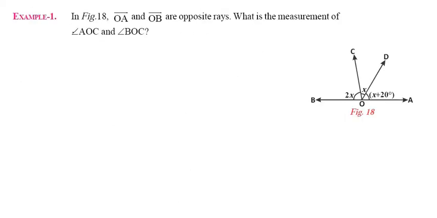Now come to example 1. It is given in your figure 18 in your textbook. OA and OB are opposite rays, and what is the measurement of angle AOC? As you know, where is the AOC? This angle, AOC, and BOC, this angle. So let us start. How can we do this? By linear pair, the sum of all the angles is 180 degrees. So you can write here by linear pair.